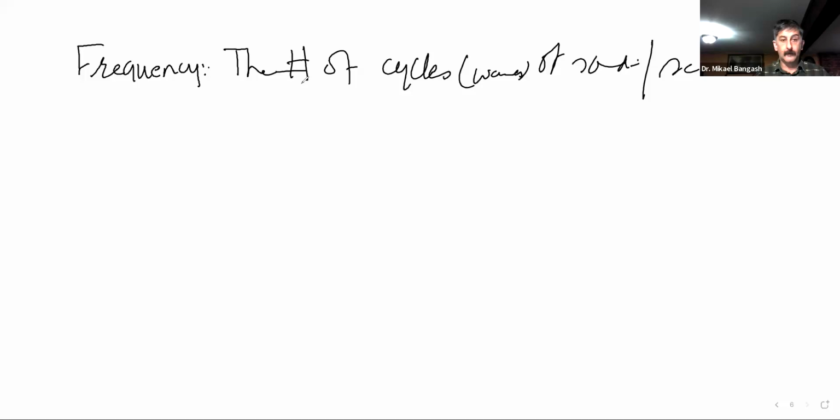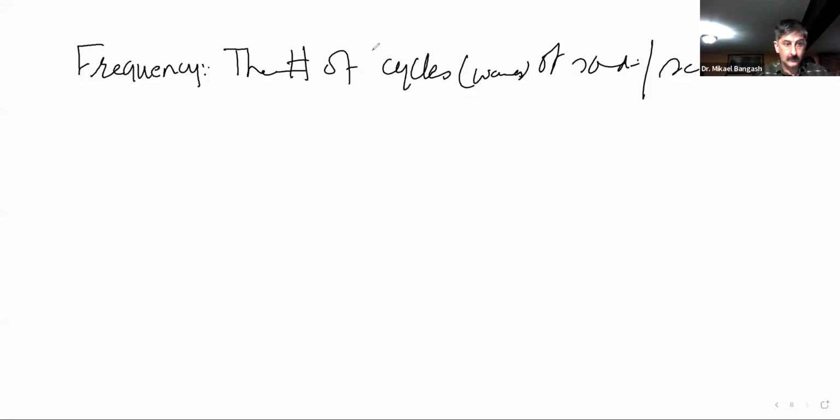Clear? Here, what's going to be our event that we are talking about? That'll be a cycle. And the number of those cycles per unit of time is going to be your frequency.